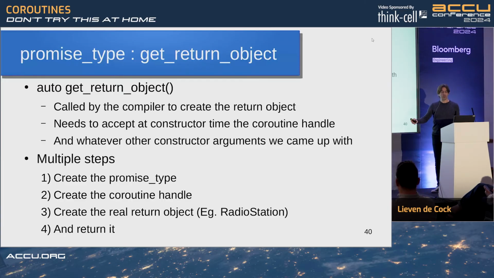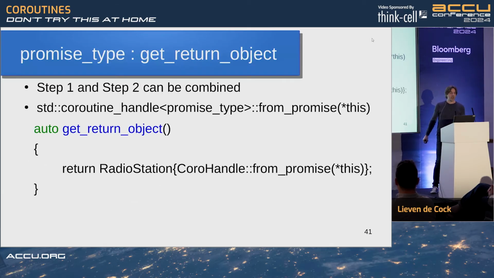So the getReturn object is called by the compiler to create the return object, an instance of this radio station class, which we know it needs to accept at constructor time the coroutine handle, and maybe if there are other arguments, they should also come in. In our case, there are no other constructor arguments. So the first thing that happens, the promise type is created because the promise type lives in the handle. So step 2, we create the coroutine handle. And then step 3, we call our radio station constructor, which gets the handle as its constructor argument. And then our object is created and we can return it. Step 1 and 2 can be combined because the handle has a factory method from promise.